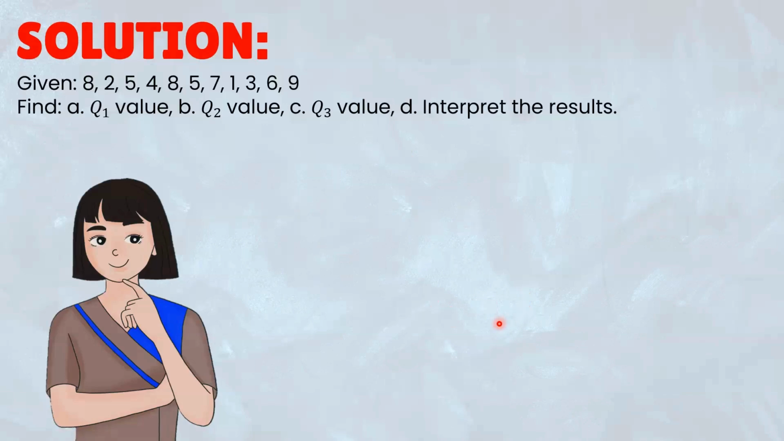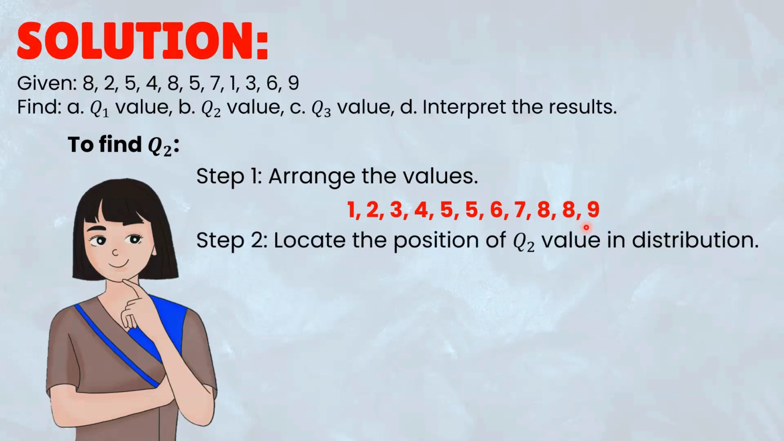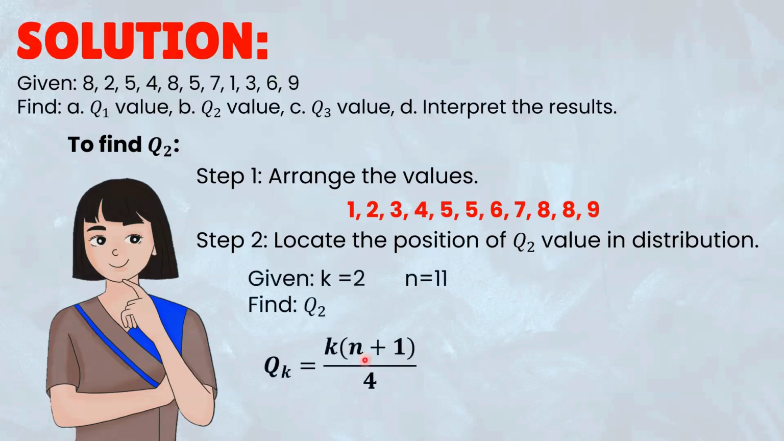Okay, next, let's find the quartile 2 value. First, we arrange the values. So we have 1, 2, 3, 4, 5, 5, 6, 7, 8, 8, and 9. Step 2, we use the formula to locate the position of the quartile 2 value in our distribution. So this is our formula. We're looking for quartile 2, so that's why we have here Q sub 2. Therefore k is equal to 2, and n is still 11 because we still have 11 values in our data set.